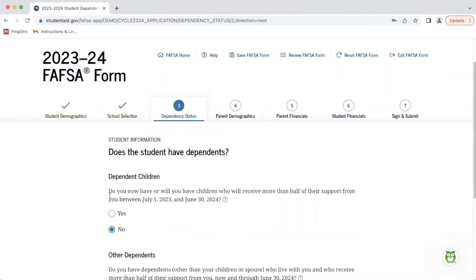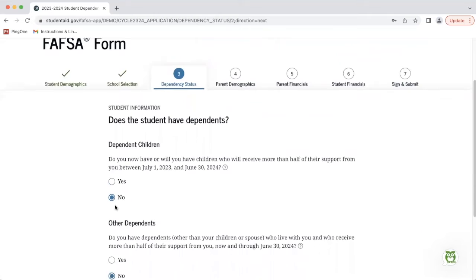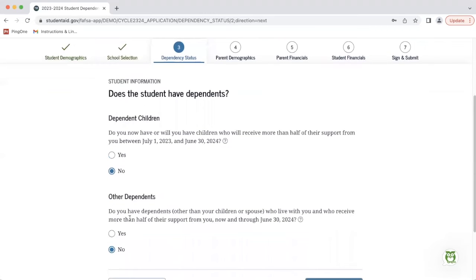Now, this can be a little bit of a tricky question, and I think it's best to break this down into a couple different pieces. The first piece is, do you now have or will you have children during this time frame? The second piece of this question refers to financial support, when they say that these children would receive more than half of their support from you during that time frame. We'll put no.